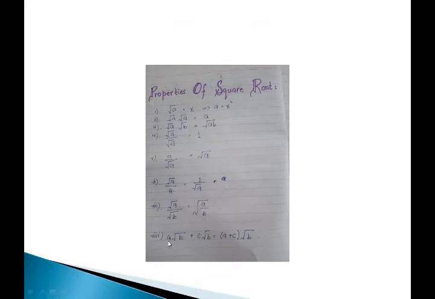Now the last one is a root b plus c root b. Whenever there are two terms under root, with different numbers or the same number, it doesn't matter, and they are in plus form, a is added to c and root b comes one time. Now we are going to understand all these properties of square root one by one with the help of examples.